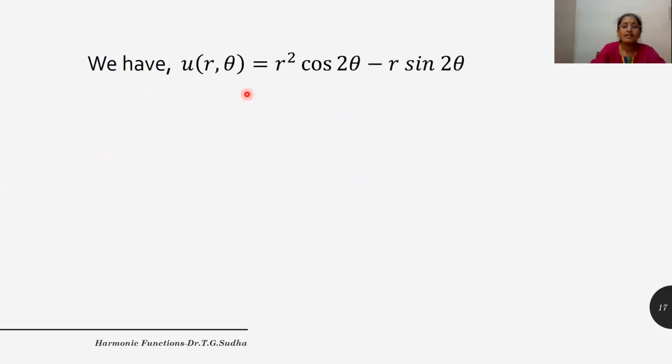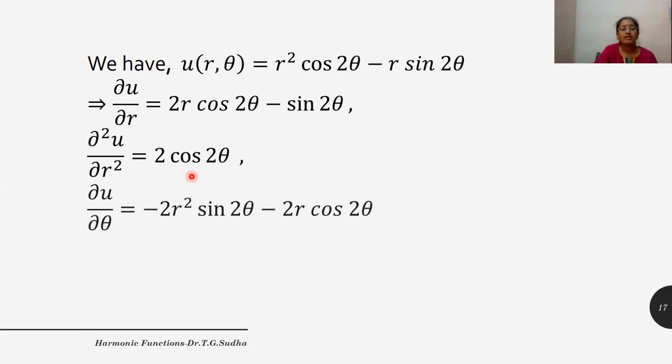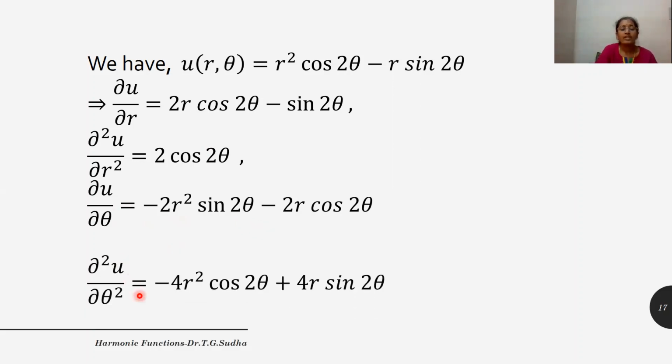Let us consider the real part and find its partial derivatives with respect to r and theta. So first the partial derivative of u with respect to r is 2r cos 2 theta minus sin 2 theta. Second order derivative gives us 2 cos 2 theta. Derivative with respect to theta is minus 2r square sin 2 theta minus 2r cos 2 theta. And dou square u by dou theta square is minus 4r square cos 2 theta plus 4r sin 2 theta.